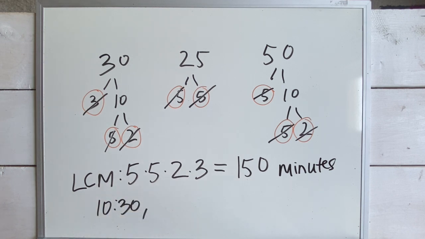The next time that they would have an appointment at the same time, again, 2 hours and 30 minutes later, is at 1 p.m. And because the question wanted us to stop at 1:30, these are going to be the only 2 times that all 3 doctors have an appointment beginning at the same time on any given day. And that's how we solve that problem.